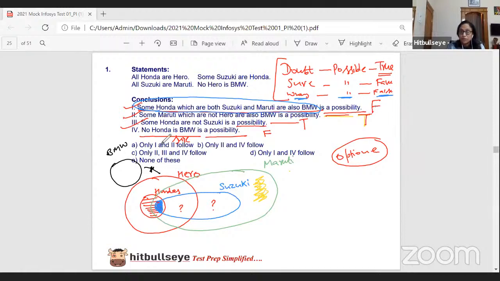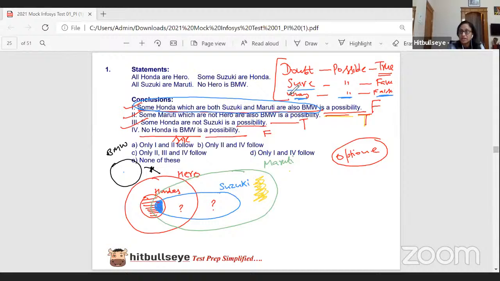Okay, now let's come to the fourth one. No Honda is BMW. Hondas can never intersect with BMW. Why? Because if the outer circle is kept away from BMW, how can the inner circle intersect with it? Not possible. Because if they do intersect, it is automatically intersecting with the outer one also, which is not allowed as per the question. So, no Honda is BMW is definitely correct.